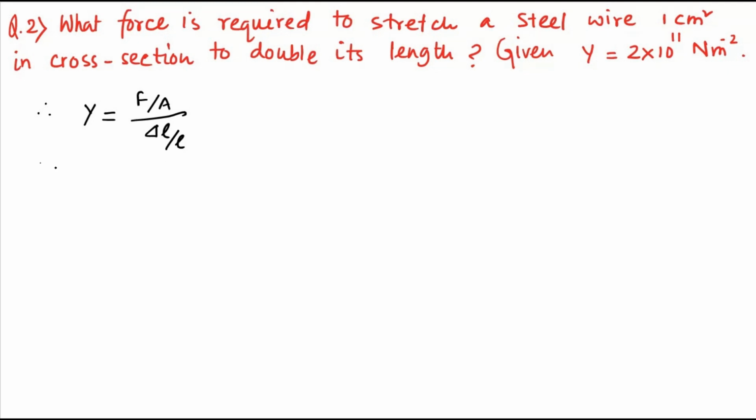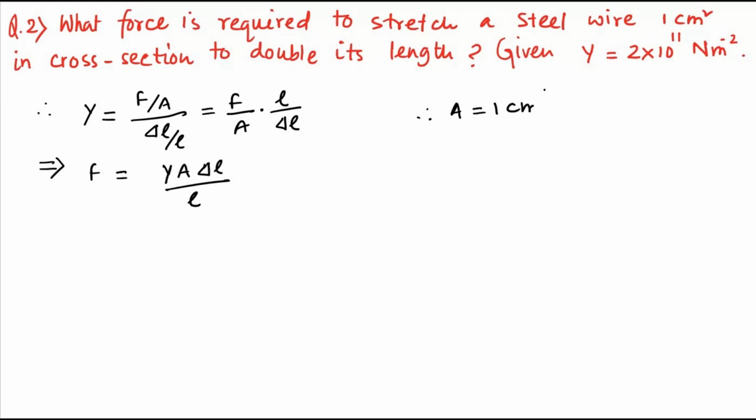Now here we have to calculate the force. So first, this is F by A into L by delta L. So from here F is equal to Y A delta L divided by L. Okay. Now let's see the given data. First A is given. So A is equal to 1 centimeter square.